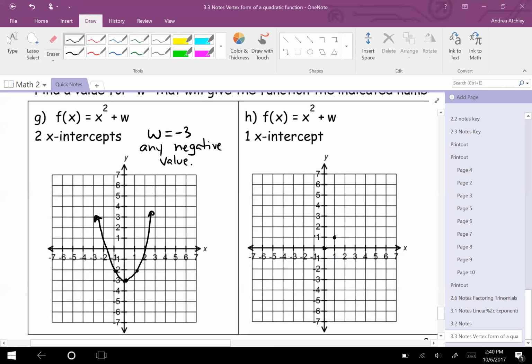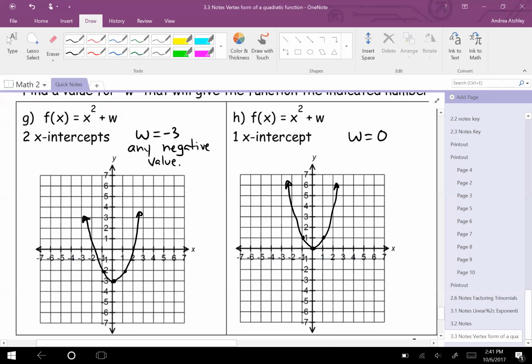What value for W would I need to make my parabola have only 1 x-intercept? How many x-intercepts does it have right now? 1. If I moved it up, would it have any? If I moved it down, would it have just 1? No. So where does it need to be? Right at the 0, right? So W has to be 0 for it to have only 1 x-intercept. Does that make sense?